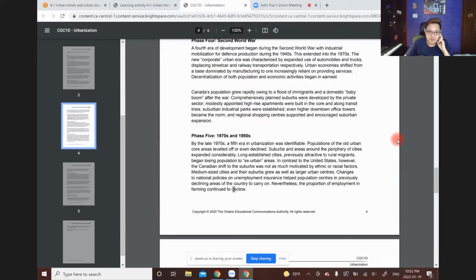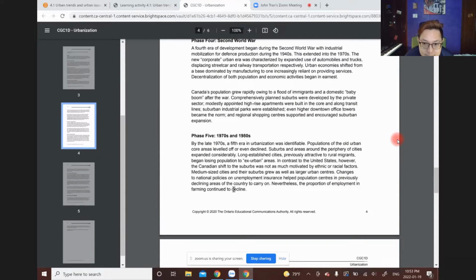Population of all urban core areas leveled off or even declined. Fifth phase. Suburban areas around the periphery of the city expand considerably. So basically, it means cities are getting bigger and bigger, but the center of the city is actually decreasing in number because people are starting to move out of that center.